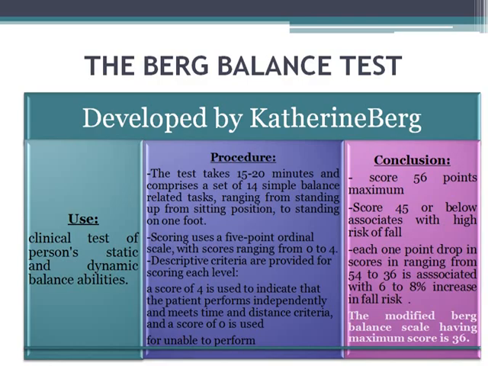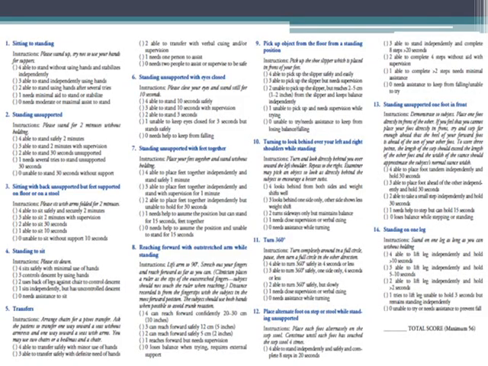This is the Berg Balance Scale. There are 14 tasks, where 0 means not able to perform the task and 4 means the patient can perform it independently. The maximum score is 56.